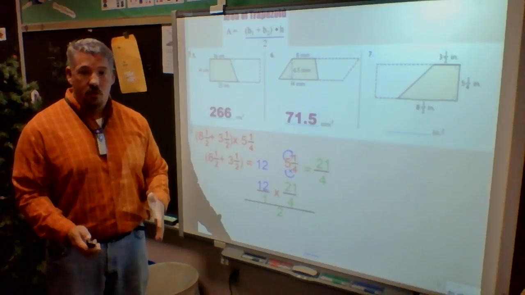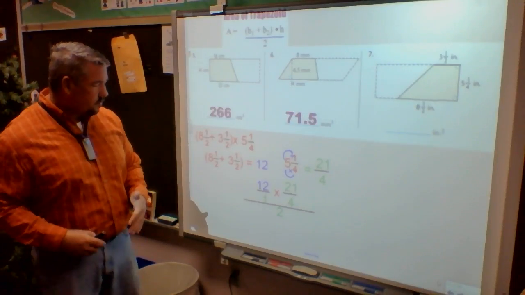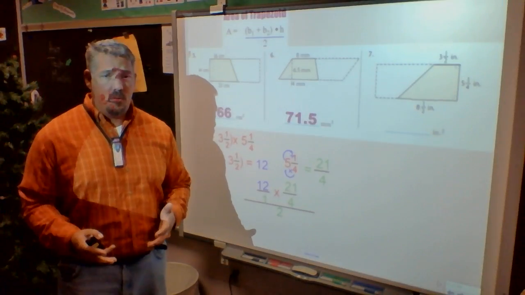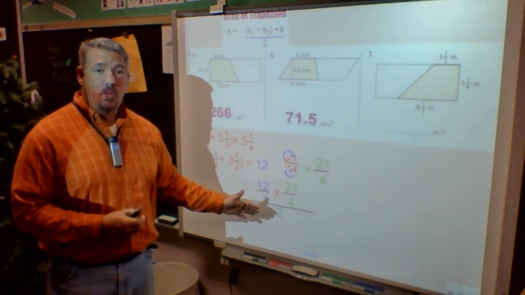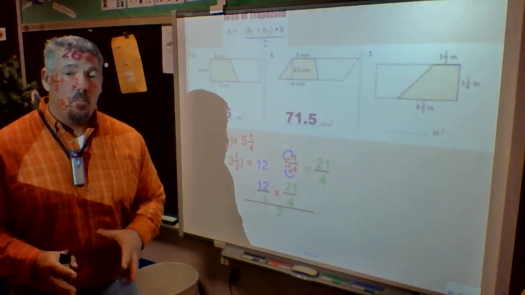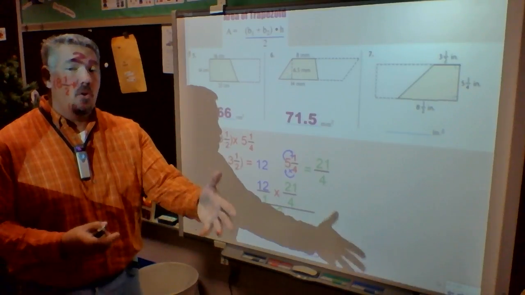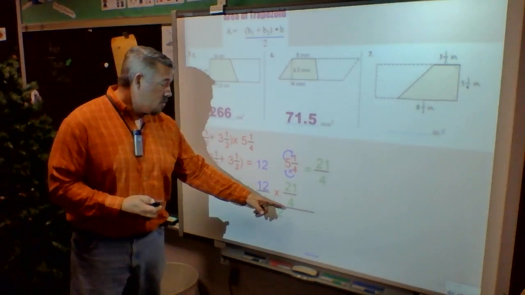Can I cross reduce? Now once again, you don't have to cross reduce. But if I can cross reduce on a math problem, I'm going to show you to cross reduce. It's going to give you smaller numbers. It's going to make your math easier in the long run. So I can cross reduce.